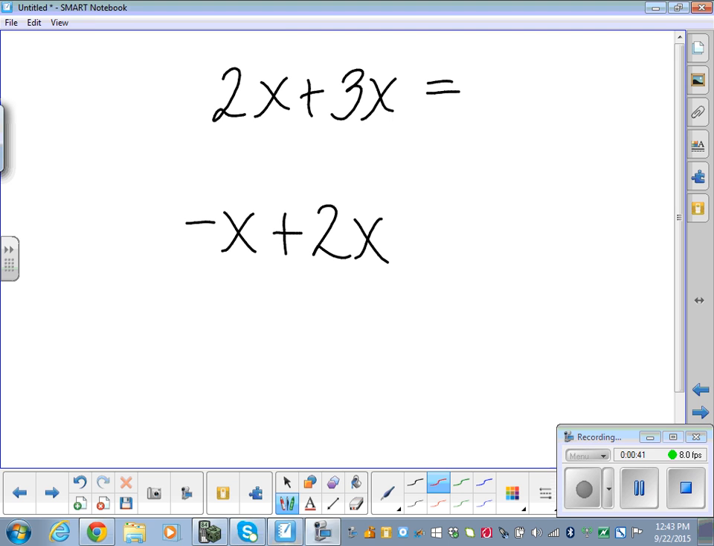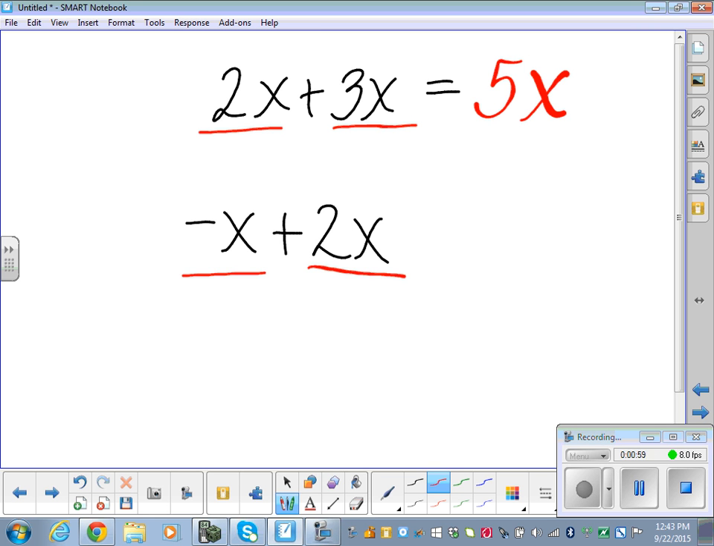Okay, looking at my first example, 2x plus 3x, starting out very basic, we're just combining like terms. We know 2x's plus 3x's is equal to 5x's. So very basic, that part's not new. All right, let's look at this next one. We have negative x plus 2x. Well, remember, this just means negative 1x's plus 2x's. So negative 1x's plus 2x's will equal 1x. Now remember, 1x is just equal to x. Starting out very basic.